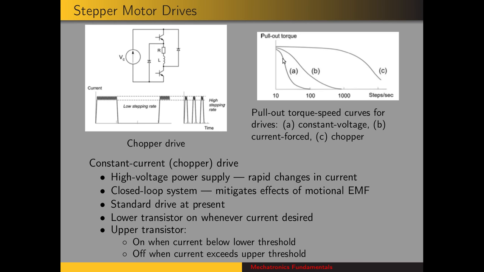This plot shows the pull-out torque, which is the maximum torque that the stepper motor can generate before it loses sync or before it stalls. So here we have the pull-out torque versus speed for a constant voltage drive. You can see the quick reduction in available torque versus speed. The current force drive is better than the constant voltage drive, roughly by a factor of the ratio of RF to R. And then the chopper drive has by far the best performance as far as pull-out torque versus step speed, steps per second.